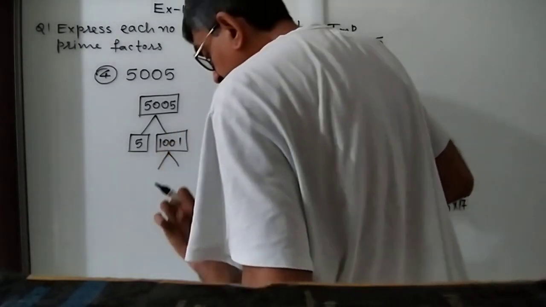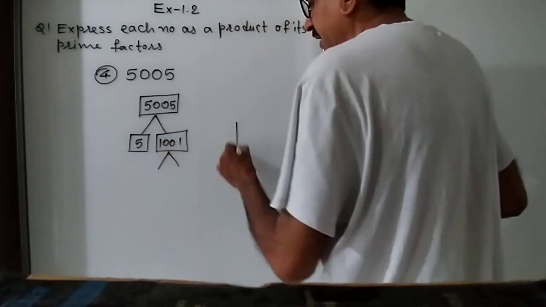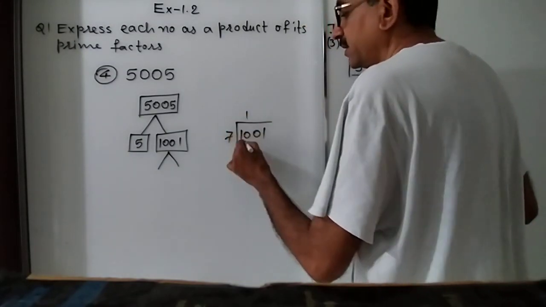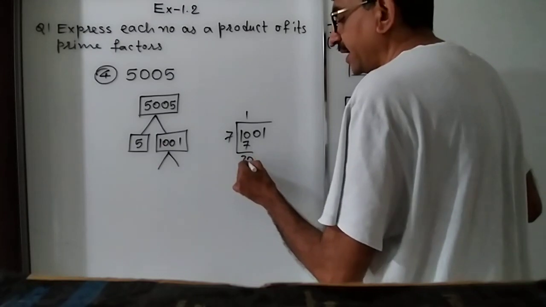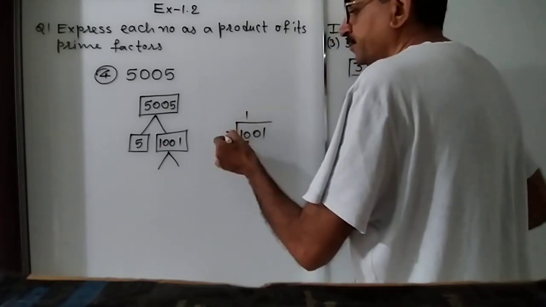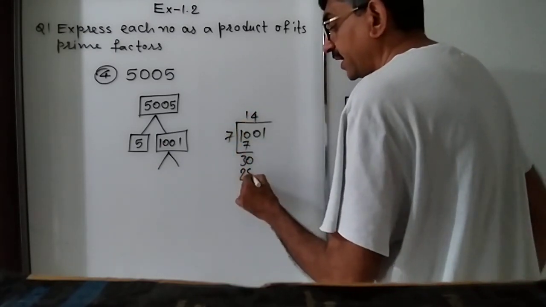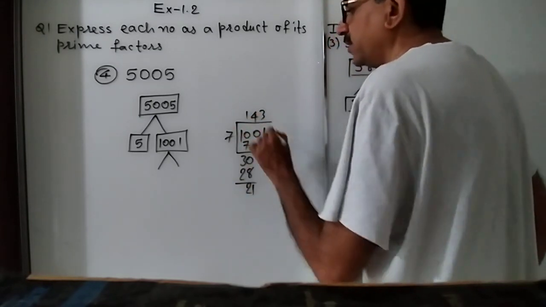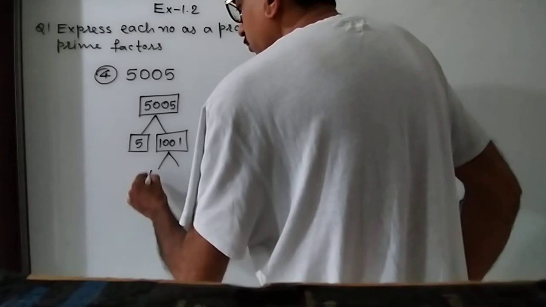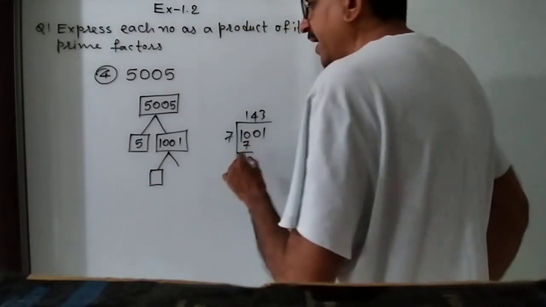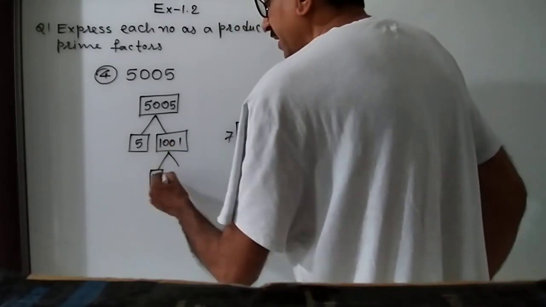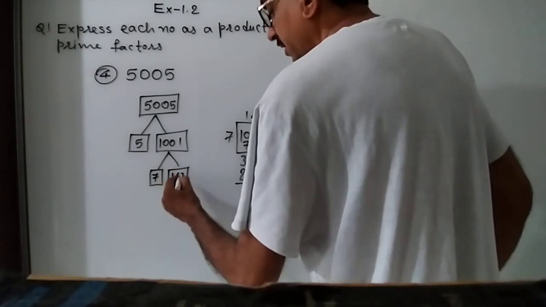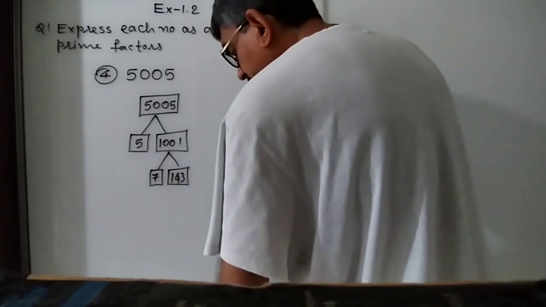Then try to divide it by 7. Okay, let's divide it by 7. 7 1s are 7, 3 is left. 7 4s are 28, left 2, bring down 1, 7 3s are 21. Okay, so we could divide 1001 by 7. So in another box, 143 is left.